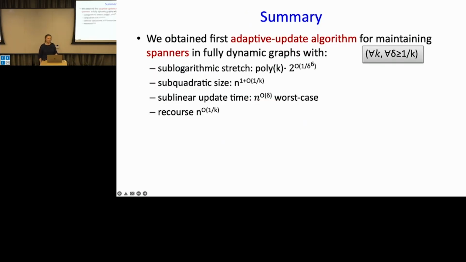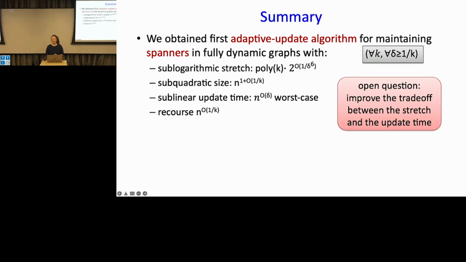So, to summarize, we obtained the first adaptive update and, in fact, deterministic algorithm for maintaining spanners in dynamic graphs. I won't go into these parameters again. I'm just going to say that the one thing that is really annoying is this trade-off between the update time and the stretch. And if we could replace this exponential in delta with polynomial, it would have been much, much nicer.